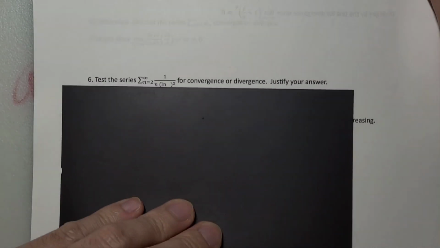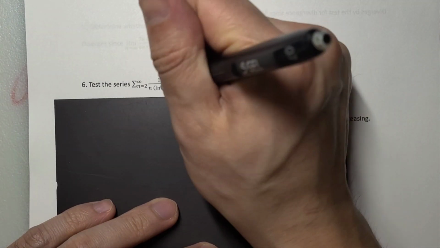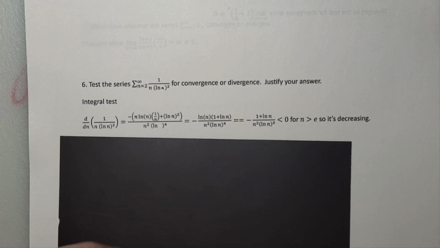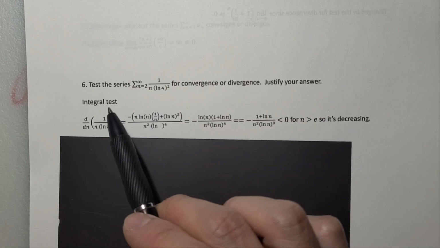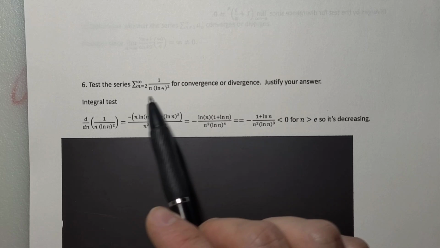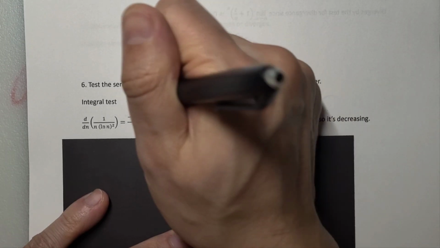Okay, number 6. Test this guy for convergence or divergence. Justify your answer. I'm guessing there should have been an n here. So how do I know to use the integral test? I see a clear substitution I can make. To use the integral test, it has to be a positive decreasing sequence. It's positive. I didn't write that, so I should write that.